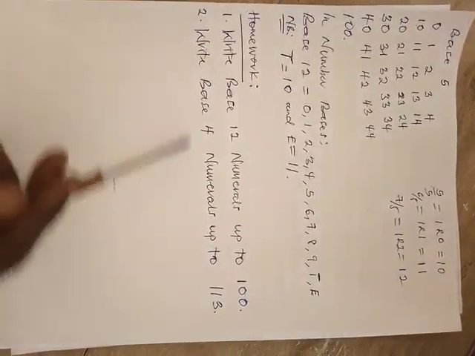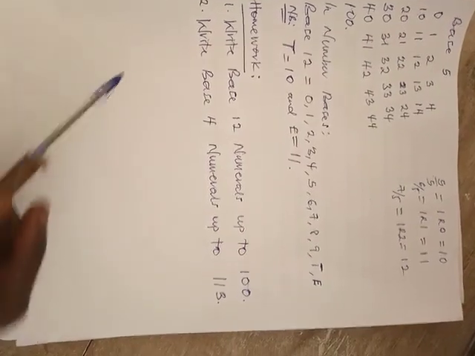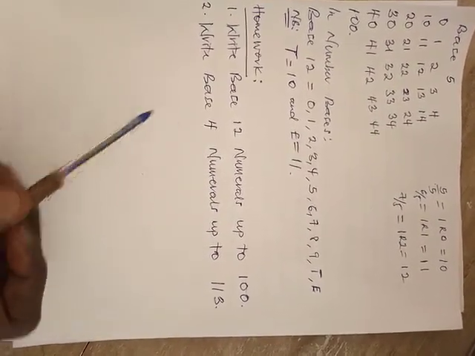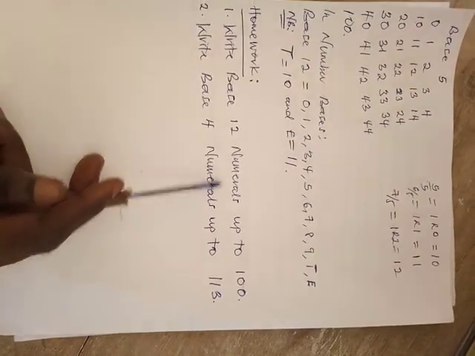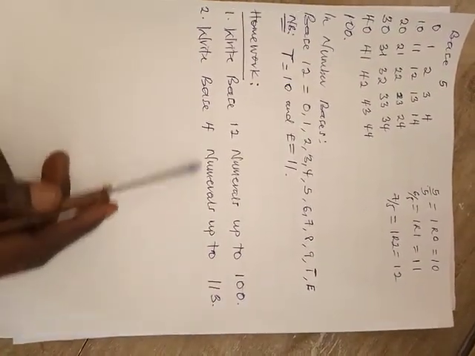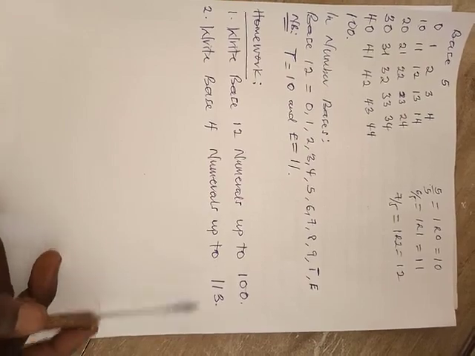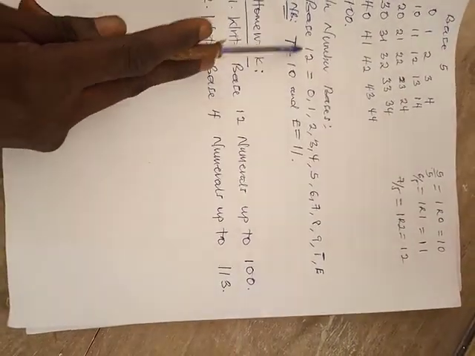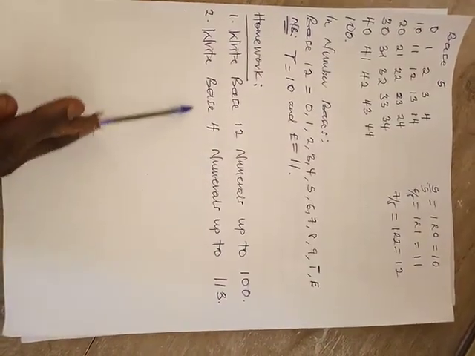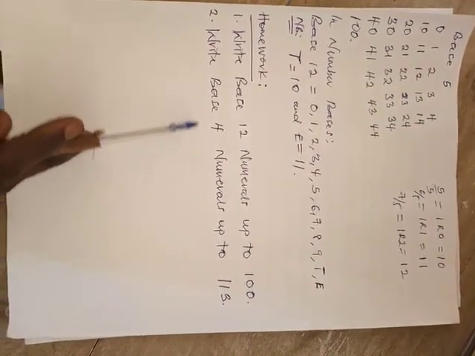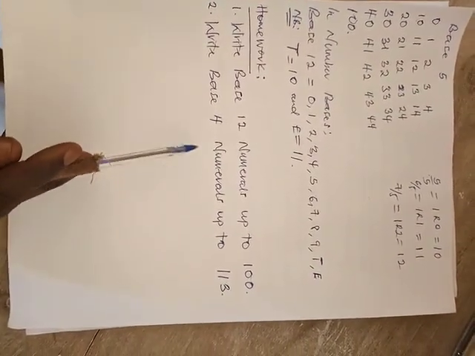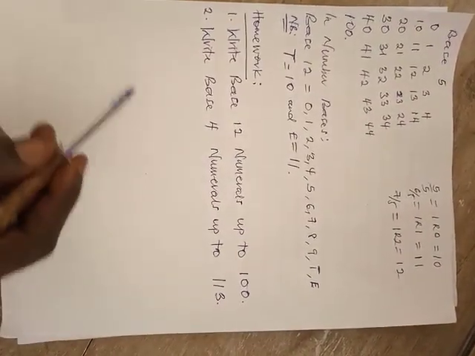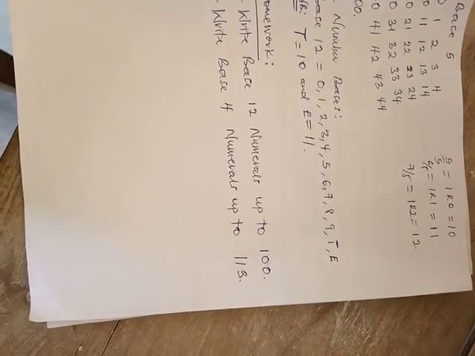So look at this, try this assignment and take copies of it and upload it on the platform. We are going to write base 12 numerals up to 100 and base 4 numerals up to 113. You've seen base 12 here, and for now you should know what base 4 requires. You should know all the numbers in base 4. So try and attempt these problems and submit your solutions on the platform.